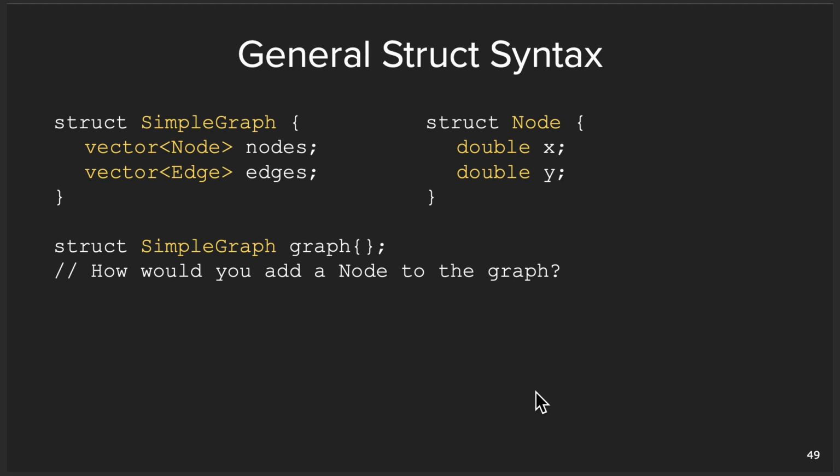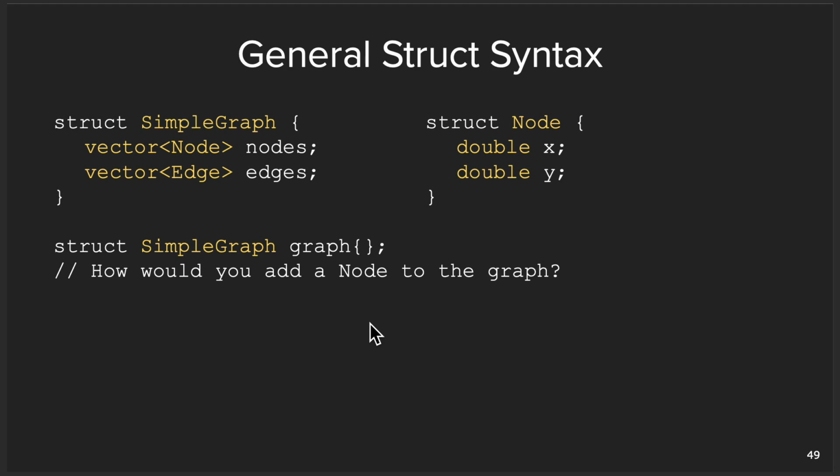Did you say simple graph is vector? Simple graph is a struct. Yeah, simple graph is this struct, and that struct contains a vector of nodes and a vector of edges. Yeah, that's a good question. And it is sort of convoluted, which is why I wanted to bring it up in lecture. How would you do this? And this is what you'll be doing on assignment 1 if you do it.